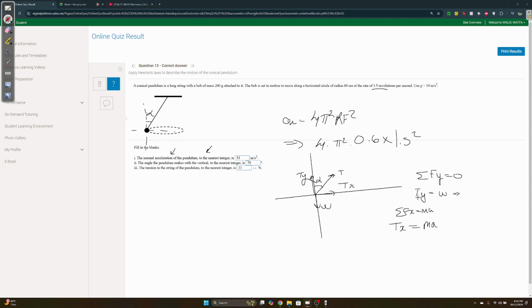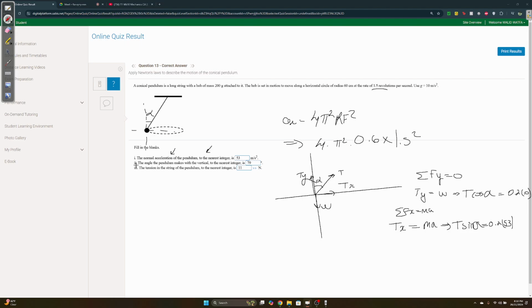Okay, Ty equals W. What is Ty? Since the angle we're looking at is with the vertical, for Y I'm going to use T cosine alpha equals the weight mg. The mass is 0.2. Ugh, they said use 10. Okay, for this one here, Tx, since the angle is with the vertical, the x component is going to be T sine alpha equals the mass 0.2 times the acceleration, which we found as 53.